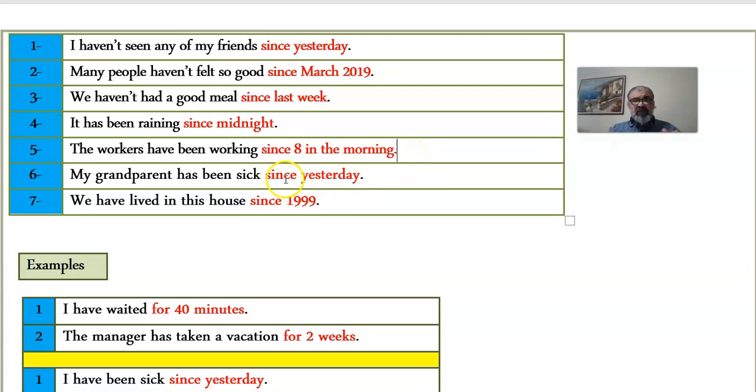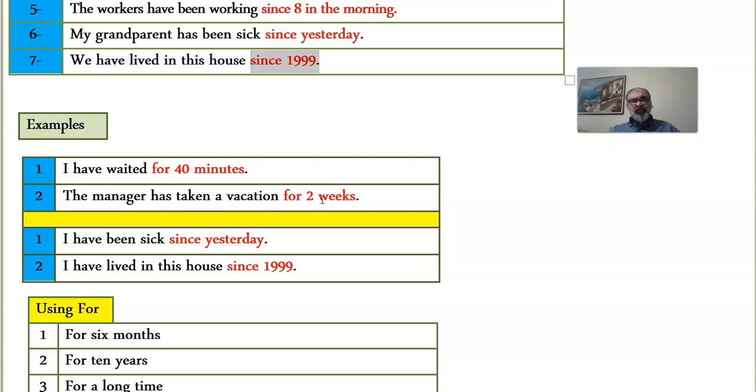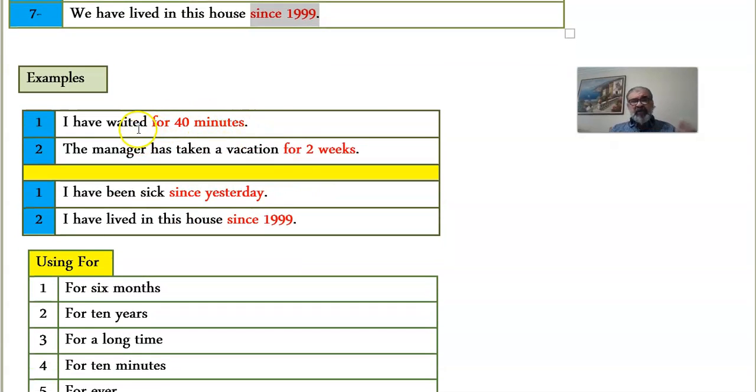4. My grandparent has been sick since yesterday. He's still sick, I know. But, I didn't say if he stopped being sick or not. We have lived in this house since 1999. Again, 2 more examples, just to remind you.